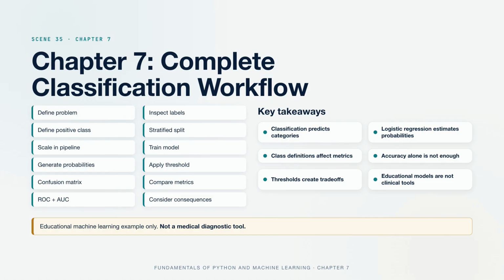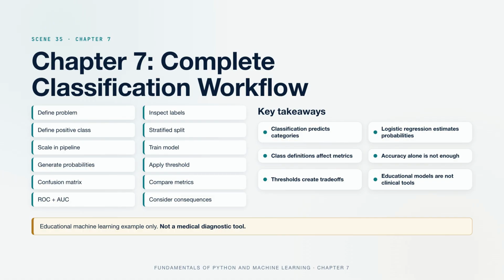We created a stratified training and testing split, standardized the features inside a pipeline, and trained a logistic regression model. We used predict_proba to obtain class probabilities and predict to obtain final class labels. We evaluated the results using a confusion matrix, accuracy, precision, recall, F1 score, a classification report, the ROC curve, and AUC. The most important lesson is that no single metric tells the complete story.